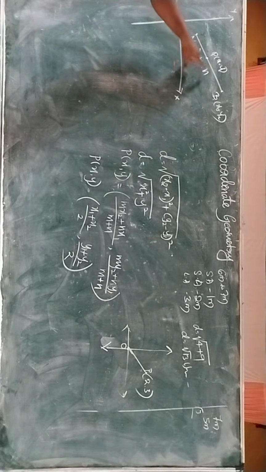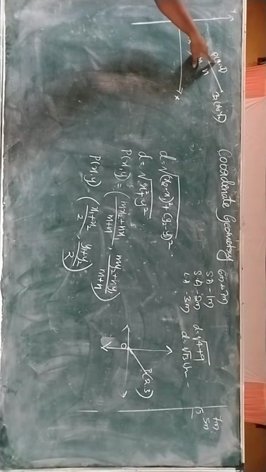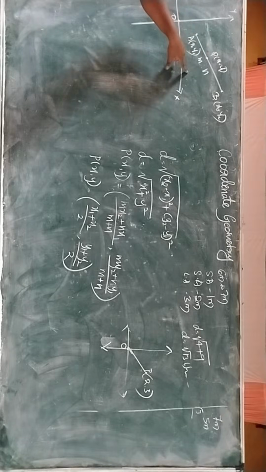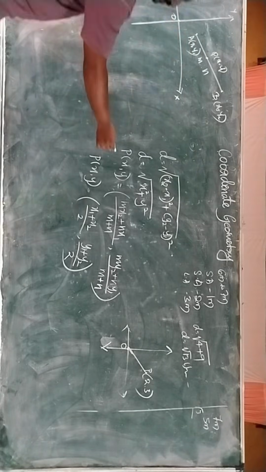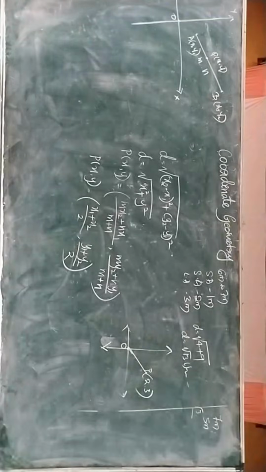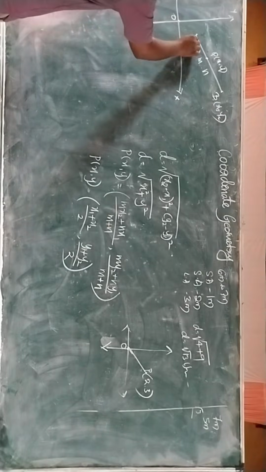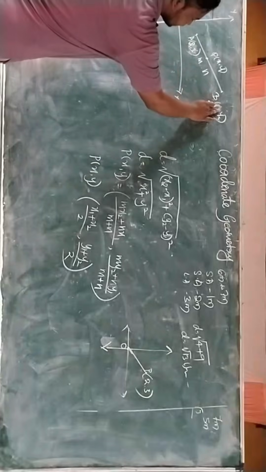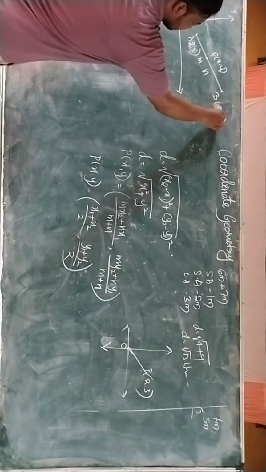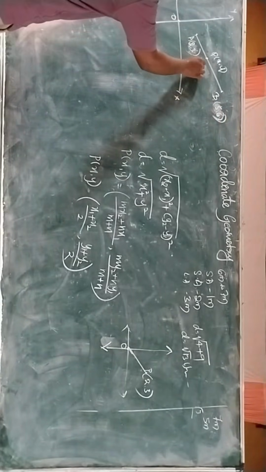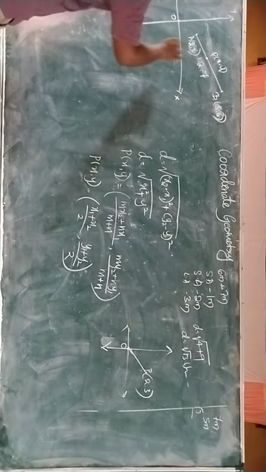So in this case, we need to calculate the coordinates of P of xy. If they give the coordinates, then we need to calculate the ratio also. The formula is P of xy is equal to (mx2 plus nx1) divided by (m plus n), (my2 plus ny1) divided by (m plus n). For example, A of 2, 3 and B of 5, 6 divides in the ratio 2 is to 7. Then find the coordinates.